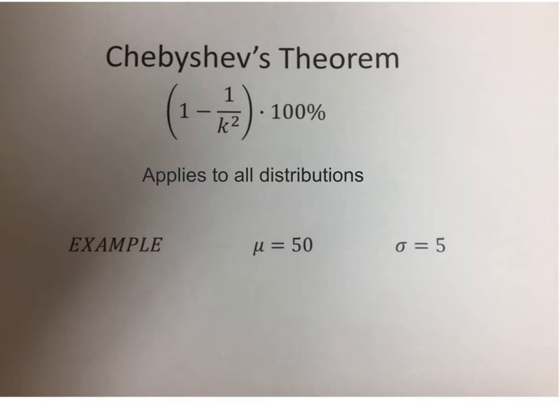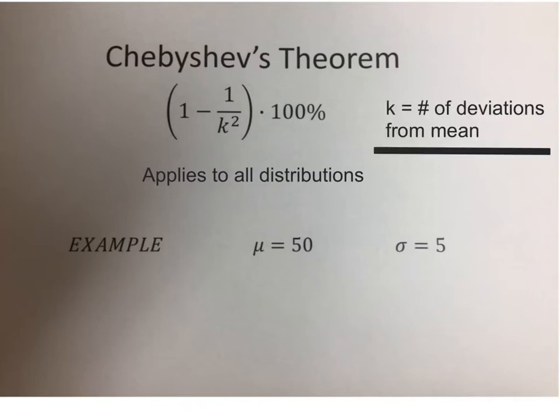And the formula 1 minus 1 over k squared, and then that value times 100%, that's going to tell us the percentage of values that fall within a certain interval, but it's going to be tagged with the word at least. So we might say at least 75% or at least 89%. In this formula, k represents not the standard deviation, but the number of deviations you are away from the mean itself.